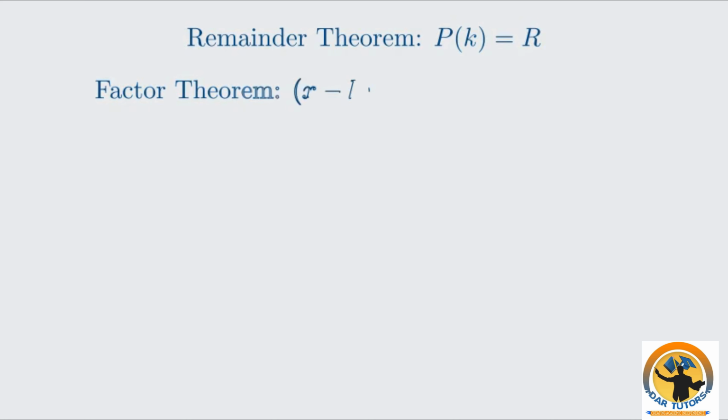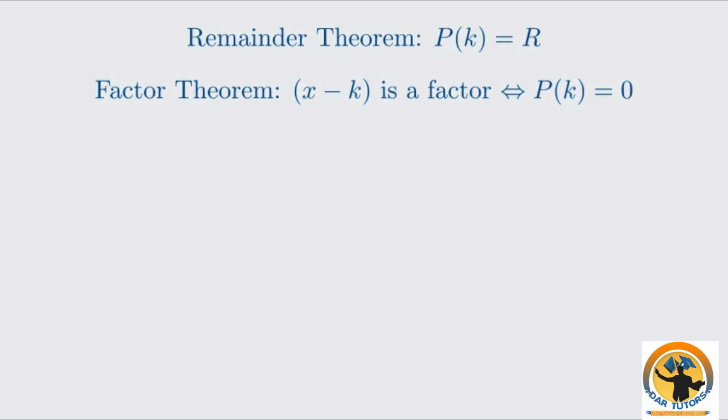Let's recap what we've covered. We started with the remainder theorem, which allows us to find the remainder of a polynomial division by evaluating the polynomial at a specific point. We saw that p of k equals r, where r is the remainder when p of x is divided by x minus k. Then we explored the factor theorem, a special case of the remainder theorem, which provides a simple test for factors.